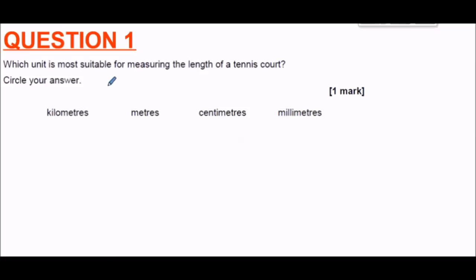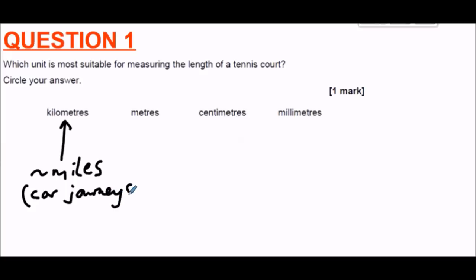Which unit is most suitable for measuring the length of a tennis court? So there's 4 possible options here, and each possible option is at least a unit of length, so it's not dead easy, but hopefully should be fairly simple when you think about what we've got on offer. Kilometres are big. Kilometres are comparable to miles. So I'll put there, they relate to miles, because they do. So with kilometres you're talking about car journeys and such. So kilometres would be far too big really to measure a tennis court in.